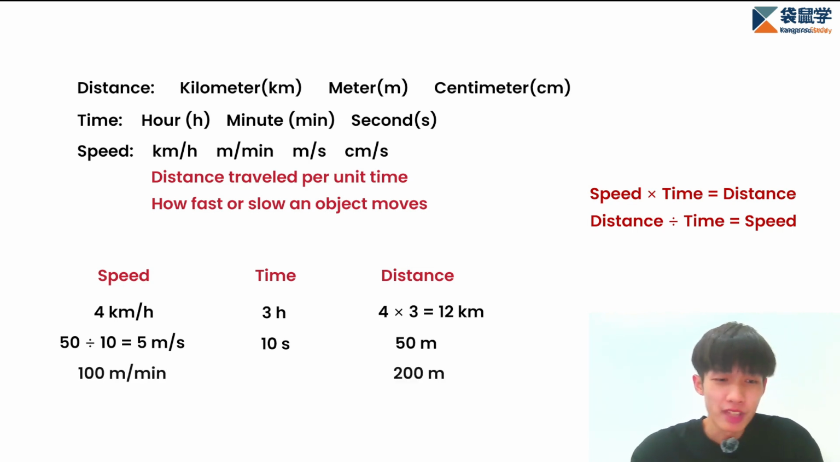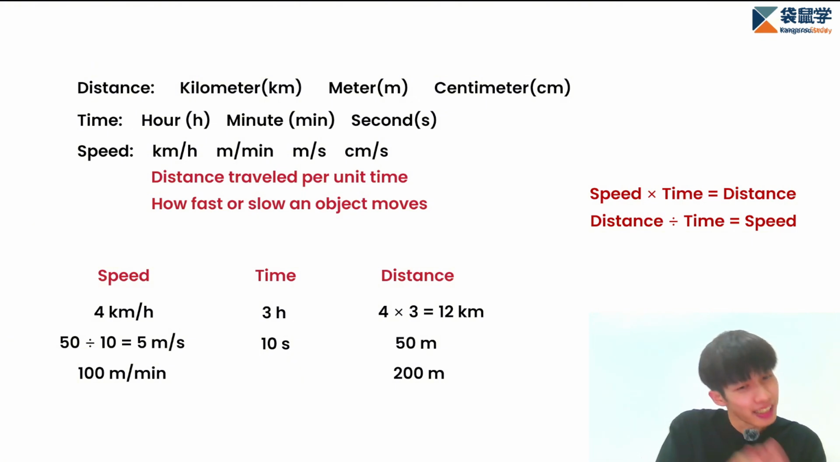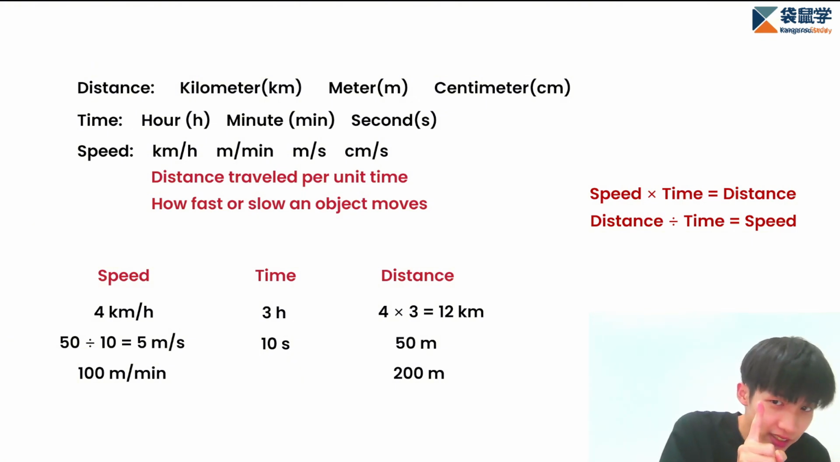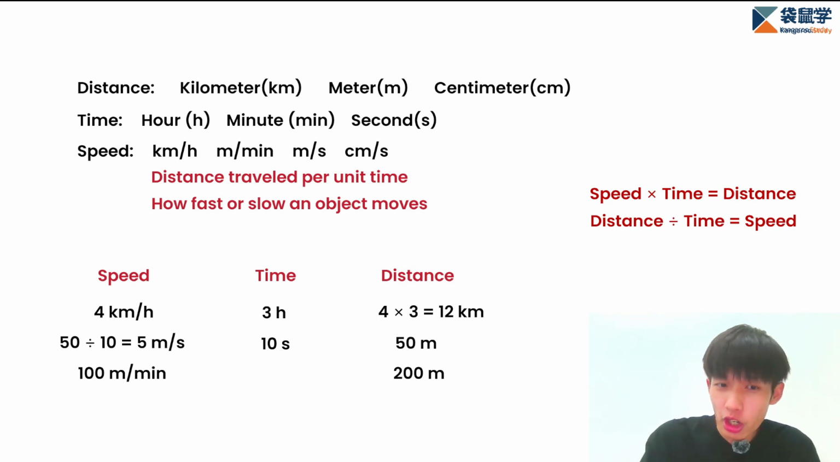How about this time? This time we know the speed is 100 meters per minute and the distance we need to travel is a total of 200 meters. How do you find the time? We can think of it this way: in 1 minute, you can travel 100 meters. So 1 minute, 100 meters, second minute, another 100 meters. Total how many meters? 200 meters. So what should the time be? It should be 200 divided by 100, which gives us 2 minutes.